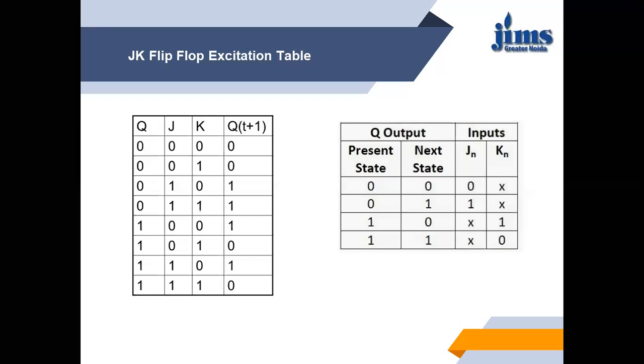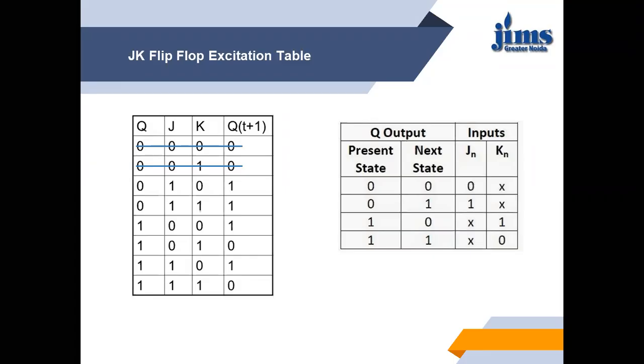In the excitation table, we have present state and the next state as input, and J and K as the output. So here we go. Present state is 0, next state is 0. You can directly see that J is 0 in both cases, and K is 0 changing from 0 to 1. So I have put J equals 0 and K equals don't care.